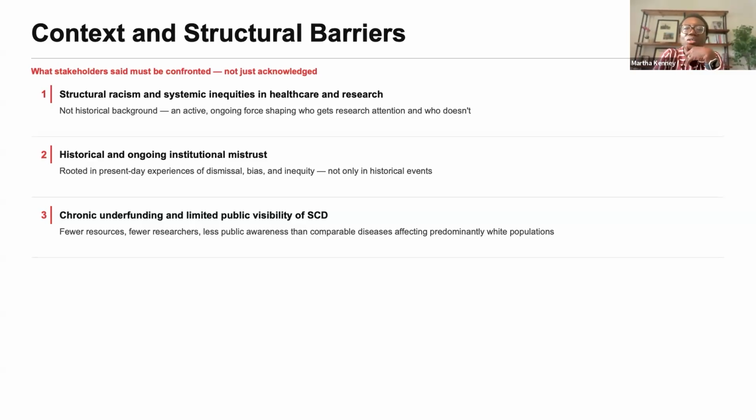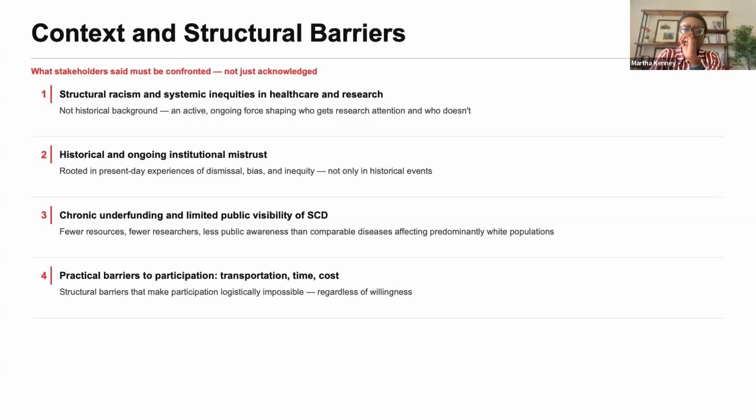And then the other thing that was important for them to highlight is acknowledging that sickle cell disease has been chronically underfunded and for a long time has had limited public visibility. Even within the Black and Brown community, there are people that don't know that much about the disease. Our stakeholders mentioned multiple times they have family members that still need to be educated on what their experience is. So there's a lack of public visibility, and it is often excluded from public health campaigns and awareness, et cetera.